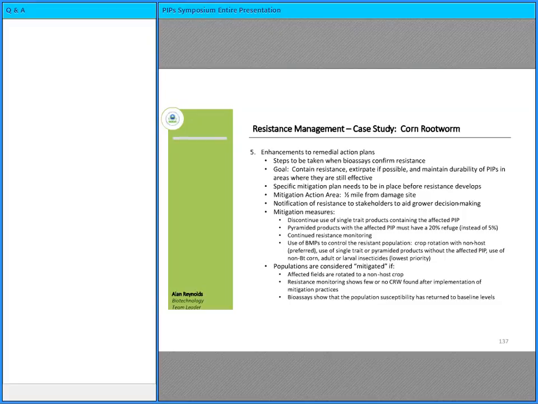So populations can be considered to be mitigated if the grower does rotate to a non-host such as soybean. That's the most effective way we feel to deal with a resistant rootworm population. So if the grower does that in that affected field, we consider that population mitigated. Also, if resistance monitoring shows that there are very few or no rootworm after the implementation of these mitigation strategies, we can consider that a successful mitigation. Or if bioassays show that the population susceptibility has returned to what it was before we saw the resistance event.